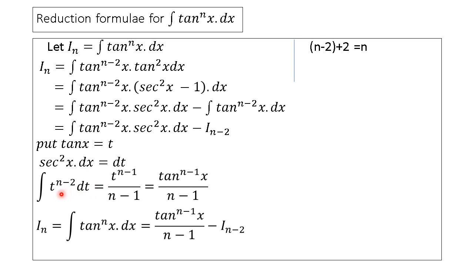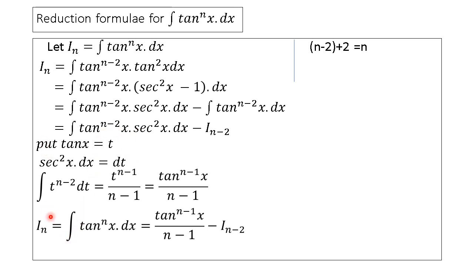We know that integration of x to the power n is x to the power n plus 1 divided by n plus 1. Similarly, here integration of t to the power n minus 2 is t to the power n minus 2 plus 1 divided by n minus 2 plus 1. It becomes t to the power n minus 1 in the numerator, and n minus 1 in the denominator. Now substitute the value of t here. T is equal to tan x, therefore tan to the power n minus 1 x, with n minus 1 in the denominator. This is the integration for this term.